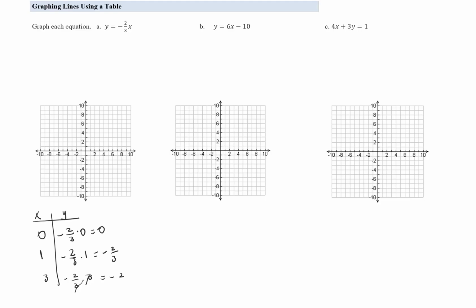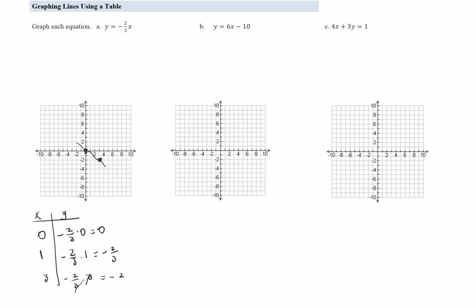So going back into my picture now, I have the point 0, 0. That will be right there in the origin. And then I have the point 3, negative 2. So go 3 on the x-axis, and then negative 2 on the y-axis. So it should be somewhere over here. Okay, and those are the 2 points, and then just connect the 2 points to get a straight line.